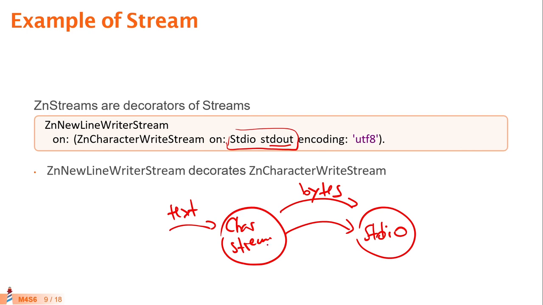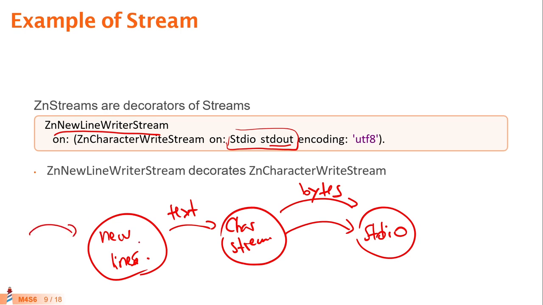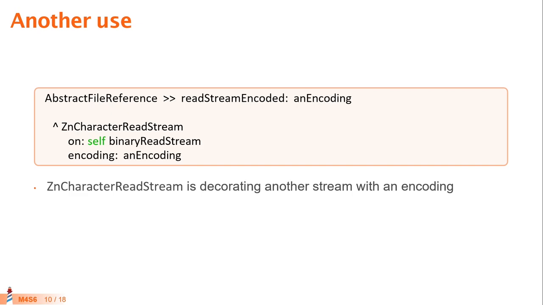Of course, we can, again, in this example, wrap this character stream with another decorator, a decorator that will add new lines, and it will manage how they are printed, independent of the platform. And here, every time that we give text to the new line decorator, it will transform the text to replace the new lines with the ones for the current platform. There are many ways to wrap those streams.